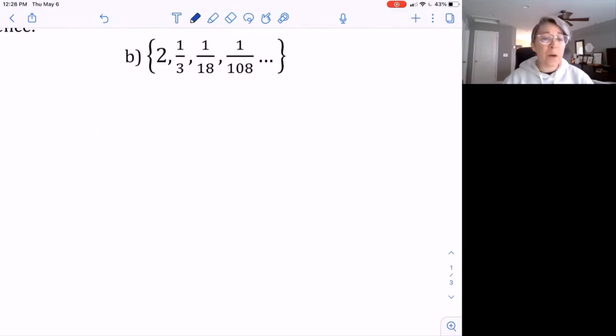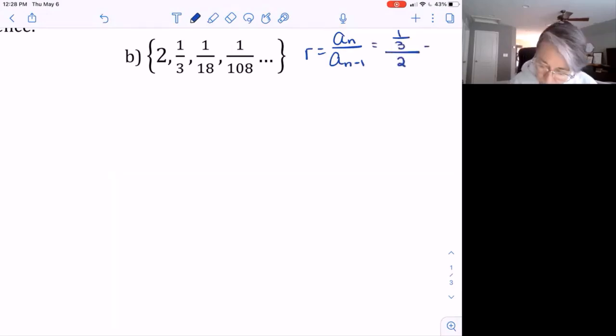Now let's look at B. How is B changing every time? Well, we don't seem to be adding or subtracting, right? We're going from a 2 down to a 1/3 to a 1/18 to a 1/108. So if you can't see how it's getting from one term to the next, remember to find the ratio. We could take any term and divide by the term before it. So let's say we took the 1/3 and divided by the 2, that would give us a 1/6 as our common ratio. And we can double check it. From here to here, we multiply by a 1/6.